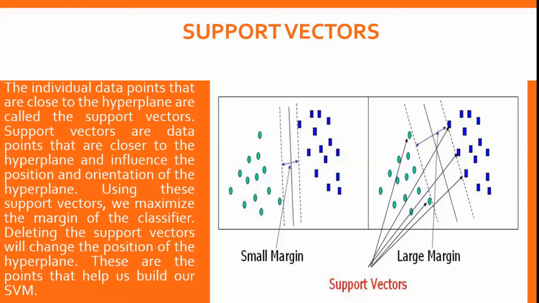So support vectors are data points that are close to the hyperplane and influence the position and orientation of the hyperplane. Using the support vectors, we maximize the margin of the classifier. Deleting the support vectors will change the position of the hyperplane. These are the points that help us to build our support vector machines. They are data points closer to the hyperplane and influence its position and orientation.